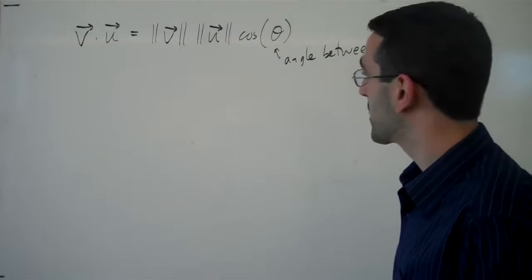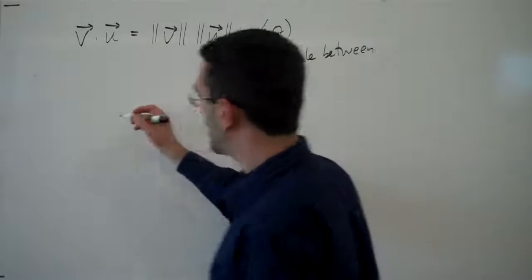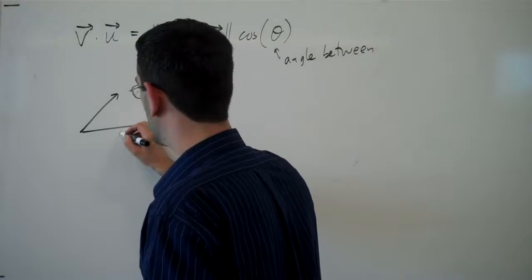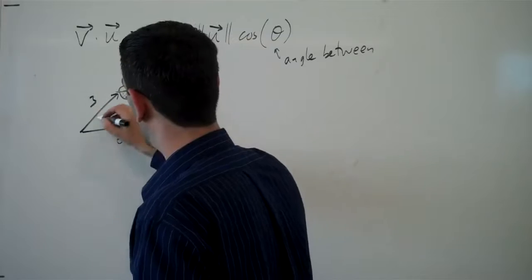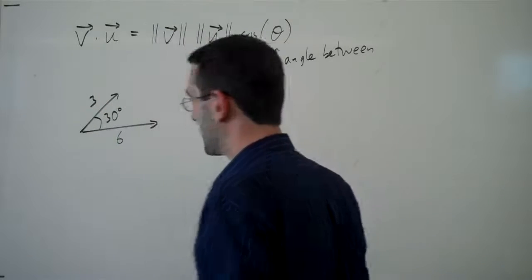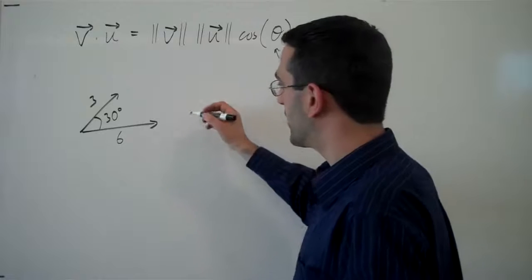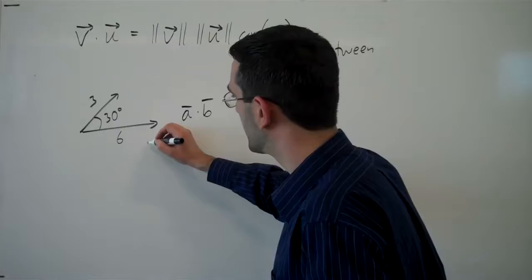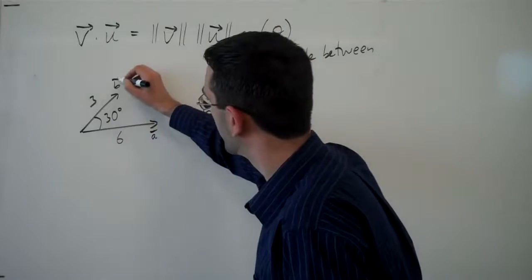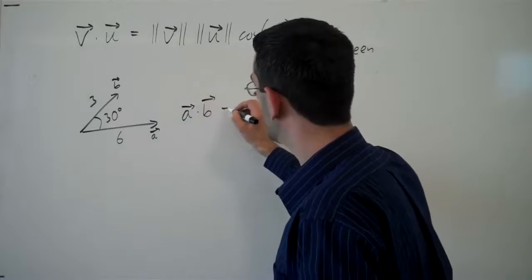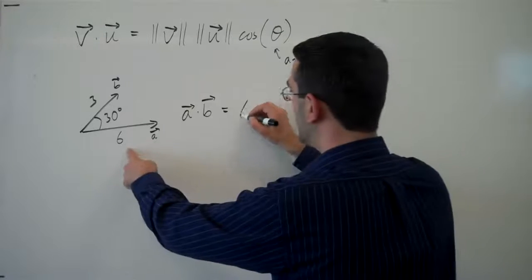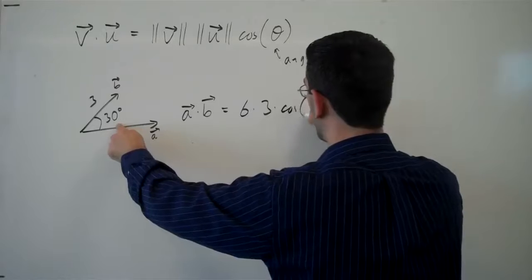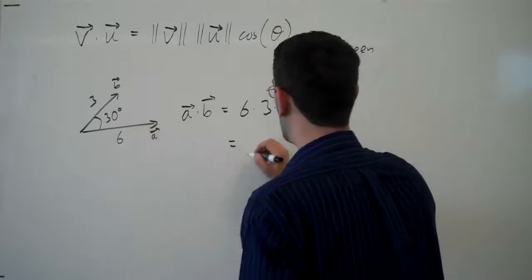opposite directions. Okay? So in a very simple case, we can imagine that we had two vectors, one with length 6 and one with length 3, with an angle of 30 degrees between them. Then the dot product of these two vectors, let's call these vectors A and B here, would be the magnitude of A times the magnitude of B times the cosine of the angle between.